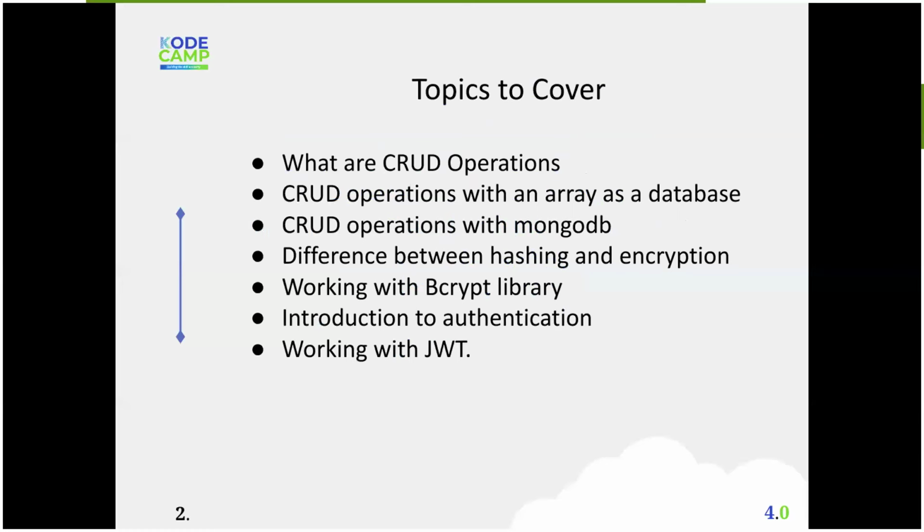We would talk about what CRUD is, then CRUD with just an array, right, as a database. Then we are going to look at how we can perform CRUD operations with MongoDB, right? Then the difference between hashing and encryption, of course, I mentioned that. Then we would look at a library called bcrypt. Bcrypt is what is used mainly for hashing and comparing passwords. Then we'll look at introduction to authentication, right? I already talked about that. And then working with JWT.